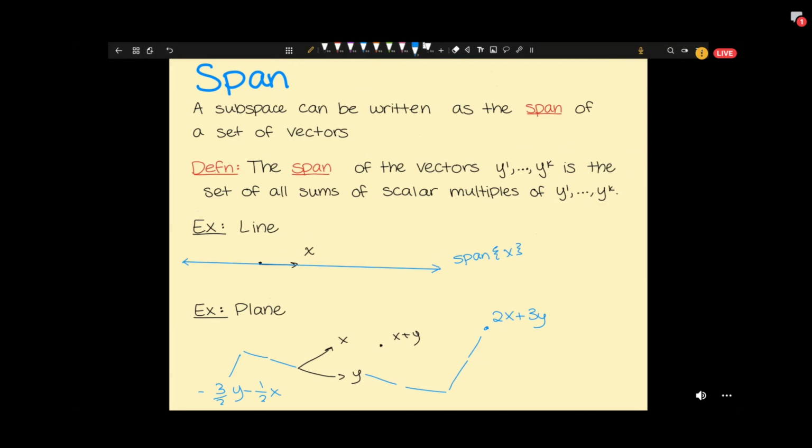How, this is so messy. Let's see. This is my plane. Okay. So this plane is the span of x and y.